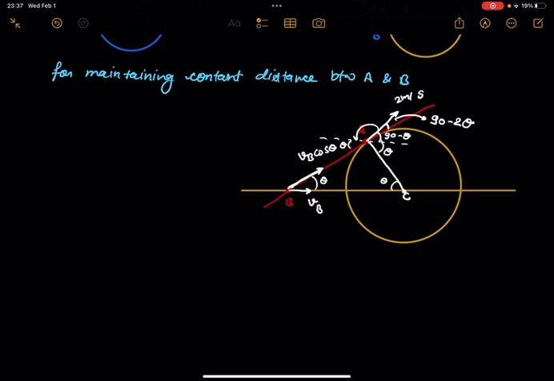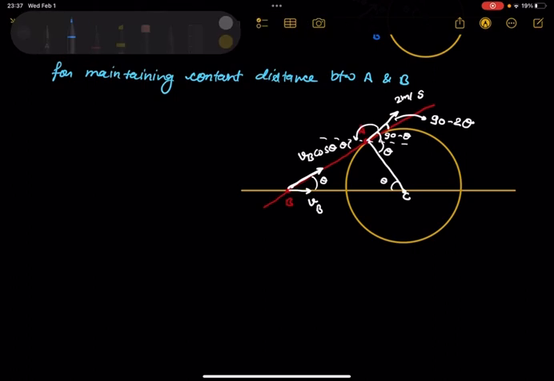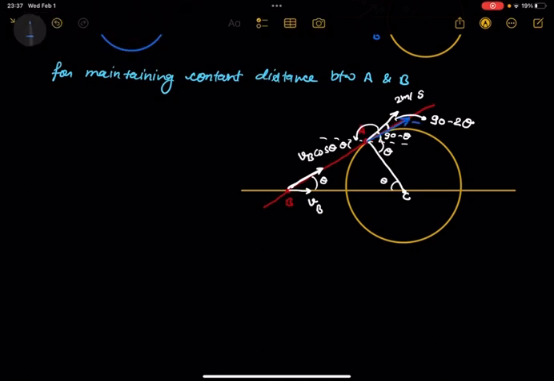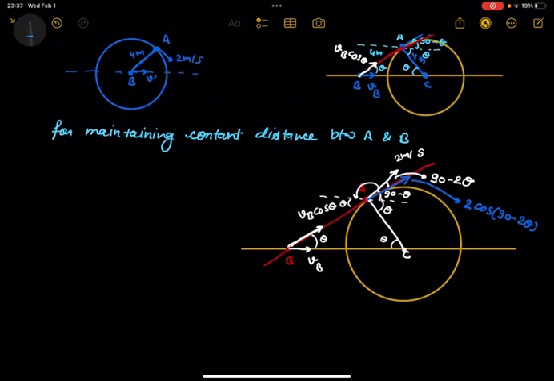Understood? Now, if you calculate the component of the velocity of A along this direction, then it is 2 cos(90 minus 2 theta). So now I can write: for maintaining the constant distance between A and B, the velocity of A and B along the line joining is always the same. So we can write VB cos theta is equal to 2 cos(90 minus 2 theta).